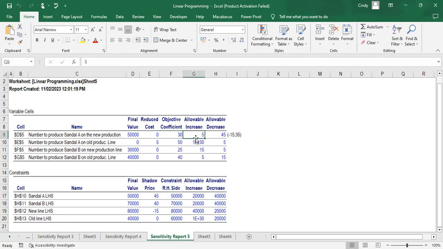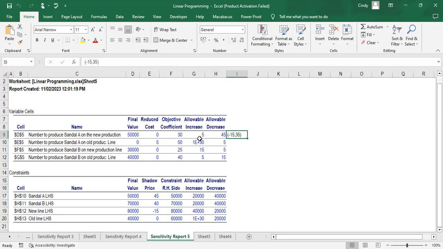You can increase it by 5, or you can decrease it by 45, right? So that's what Excel is giving you. So you have to know the range that you have. So this is the range. When you subtract 45 from 30, you get negative 15. When you add 5 to 30, you get 35. So this is the range within which you can increase or decrease the objective function.